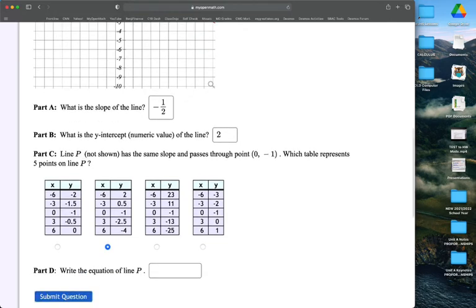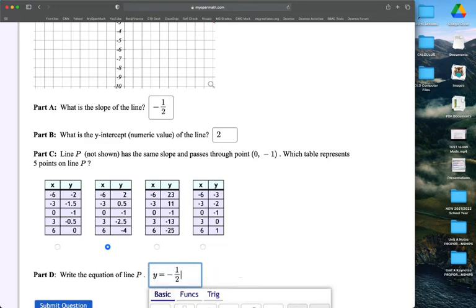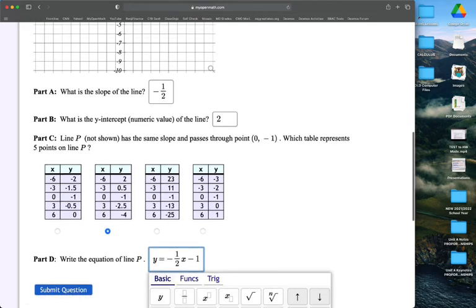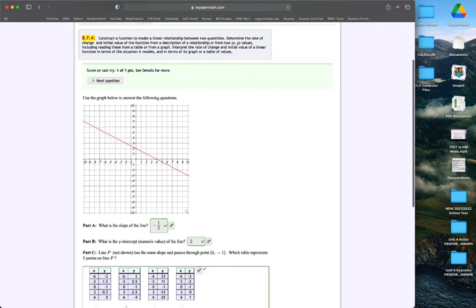And it's asking us for the equation of that line. Well, we know the slope is negative 1/2, and we already knew the y-intercept. If you look at the table, we have (0, negative 1) in the table, so that means the y-intercept is at negative 1, or that's the b value of that y-intercept.